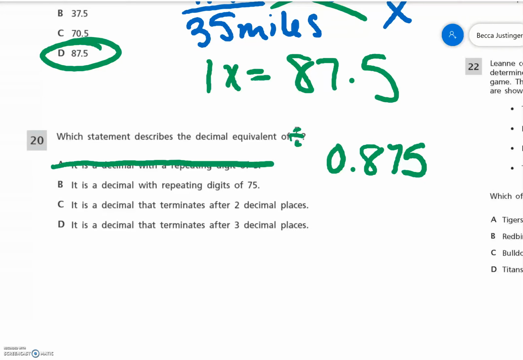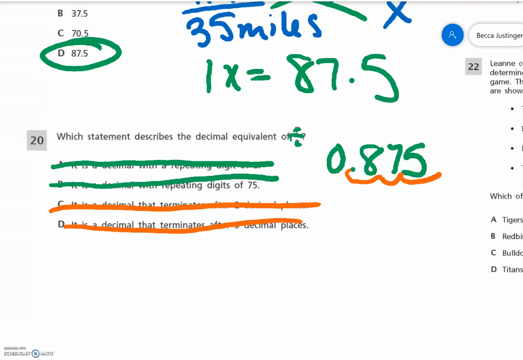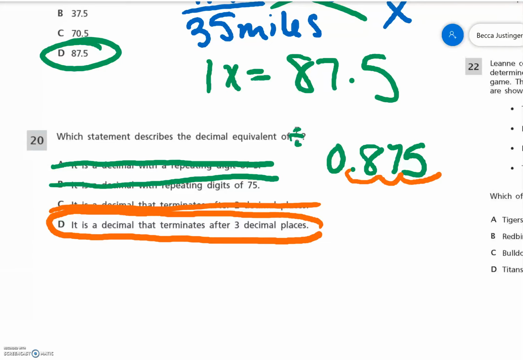No, it does not repeat. It's a decimal with repeating digits of 75. Again, doesn't repeat. It's a decimal that terminates after 2 decimal places. Well, 1, 2, nope. It's a decimal that terminates after 3 decimal places. Oops, I don't know why I crossed that out, because that is the answer.